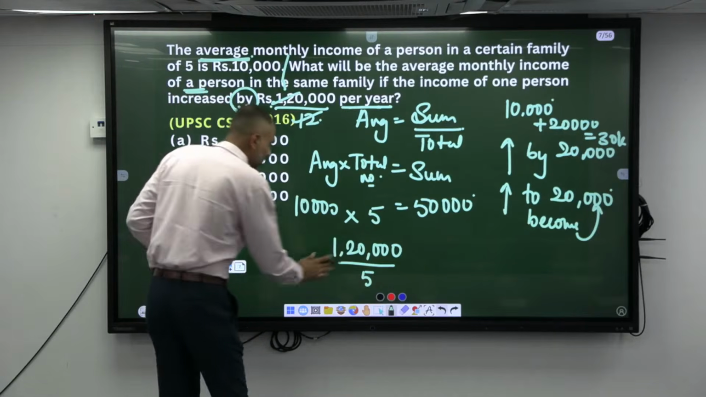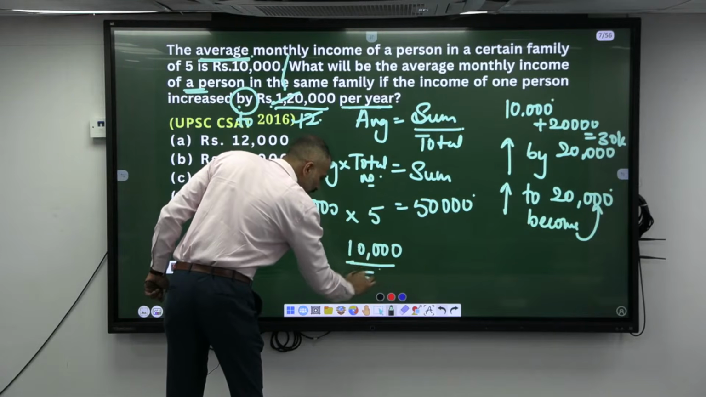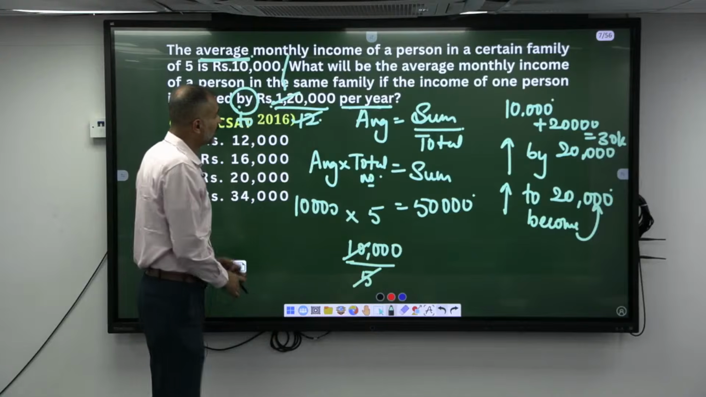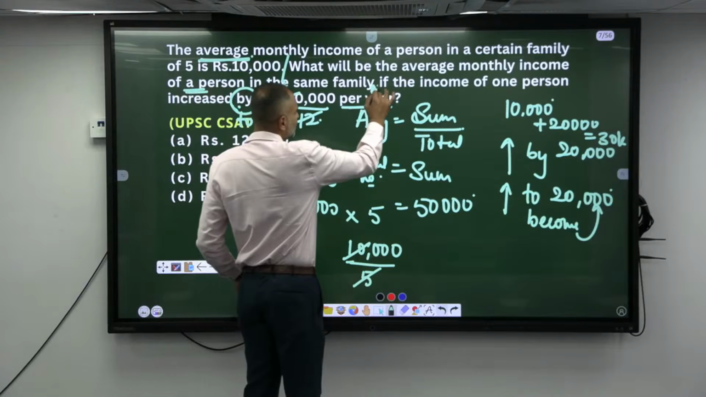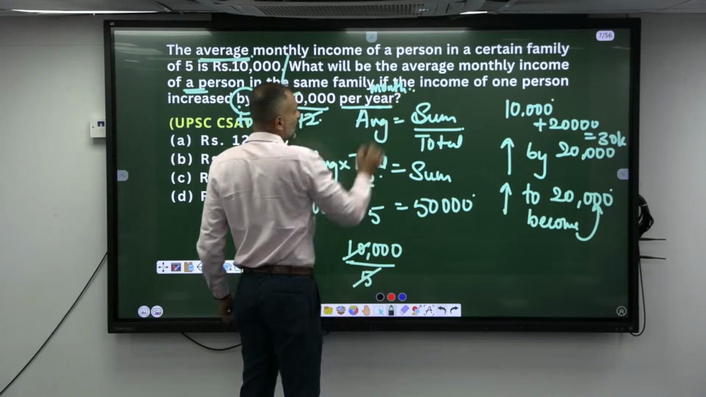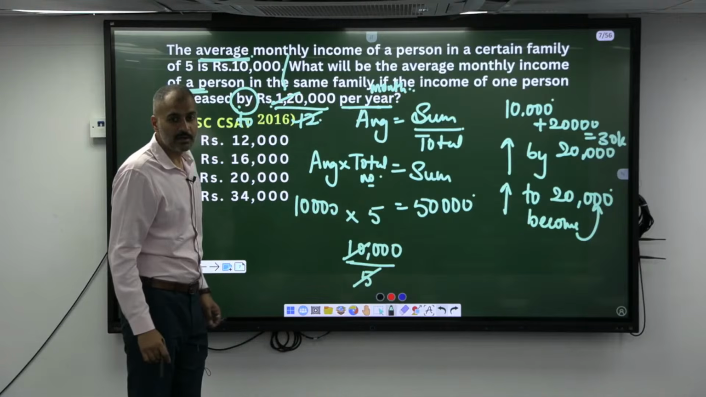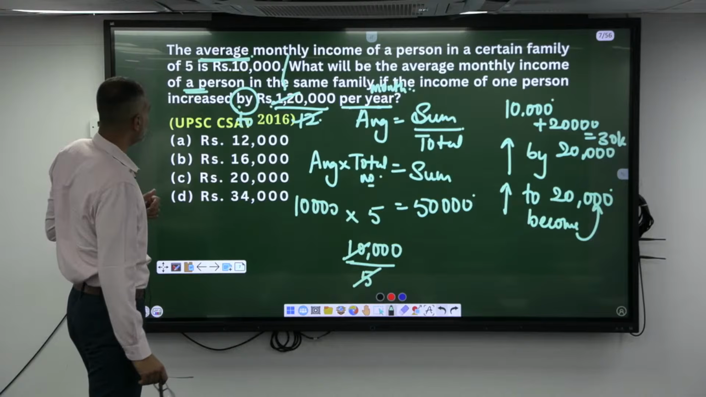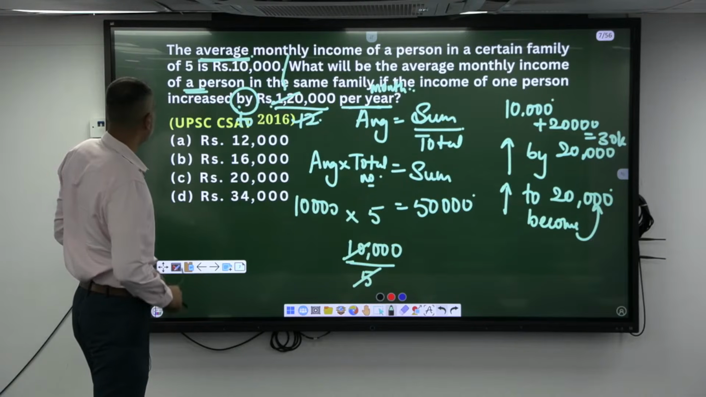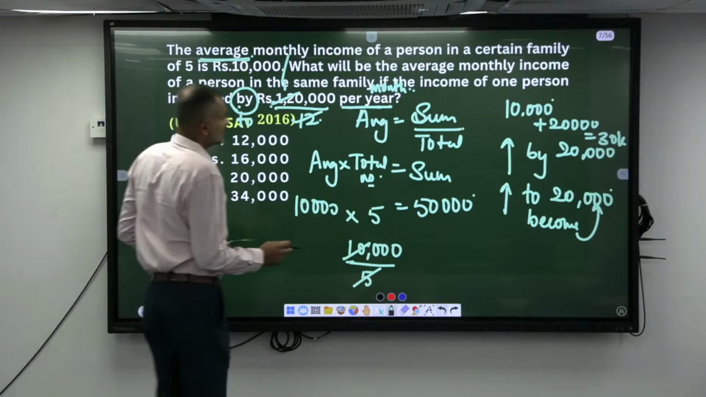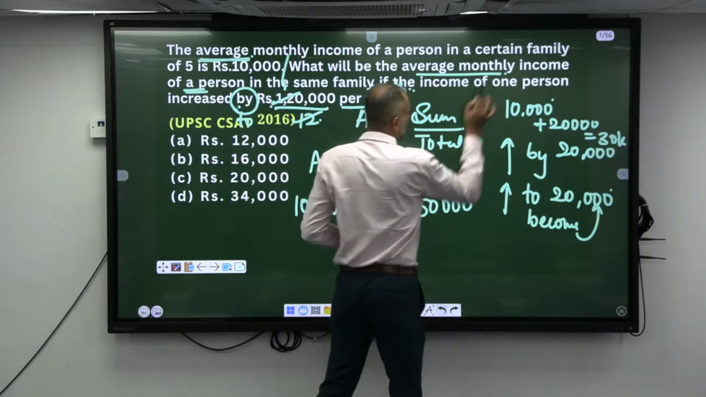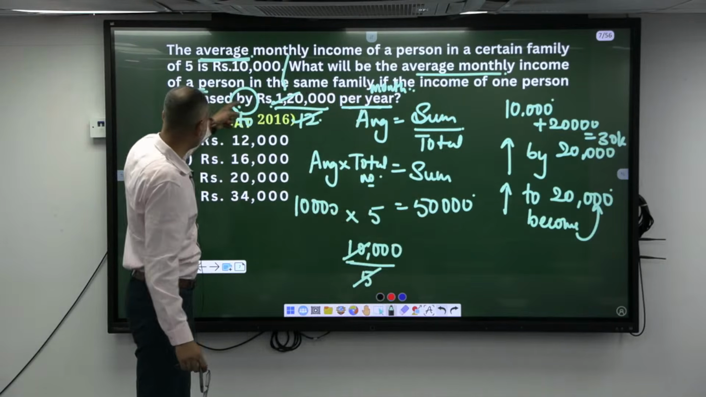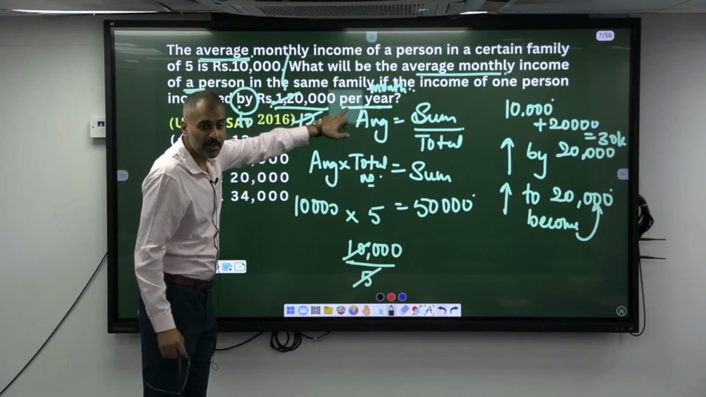Per year means this has to be 10,000 per month. Okay, 10,000 per month. So what is the answer here? What will be the average monthly income of a person in the same family? See, he is asking for monthly income only. One of the persons is increased by 1,20,000 per year.